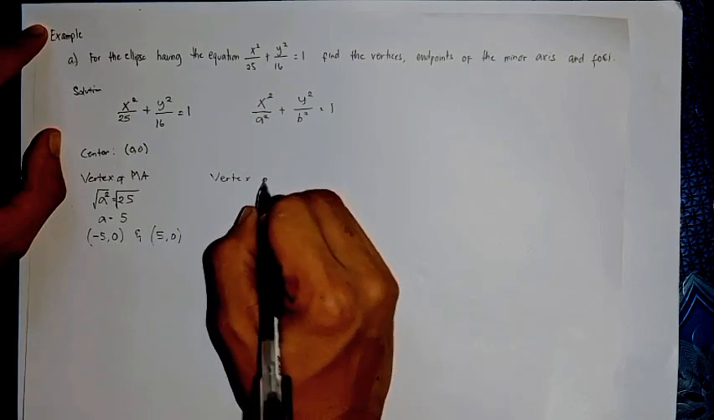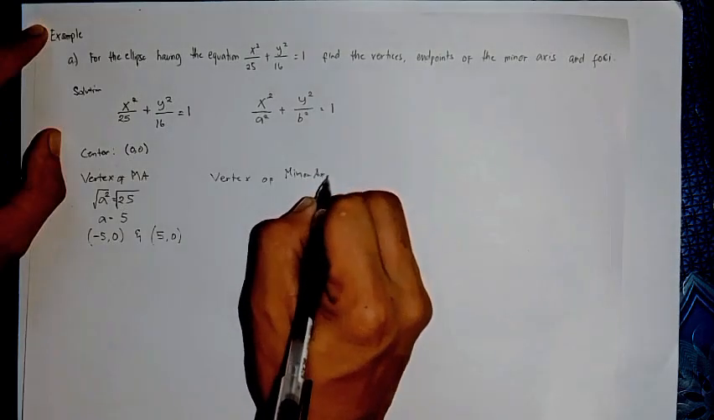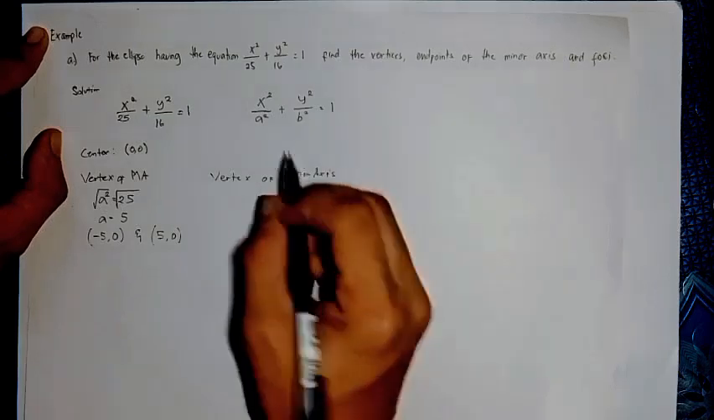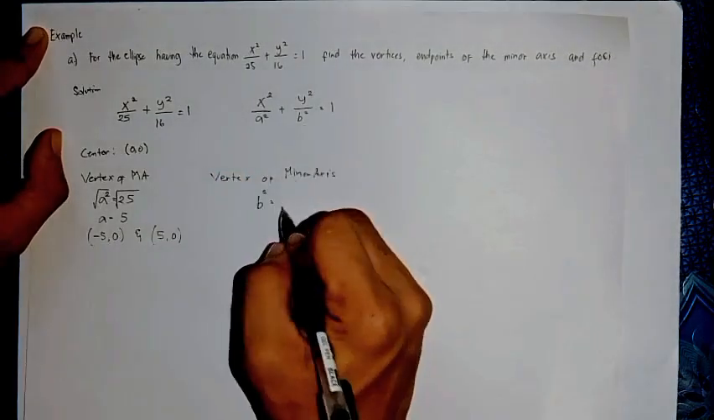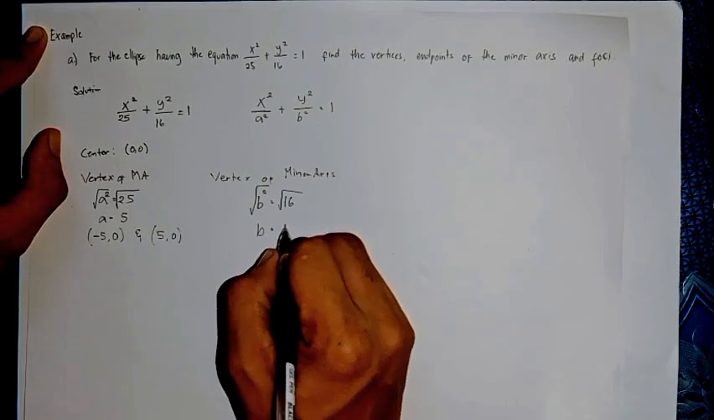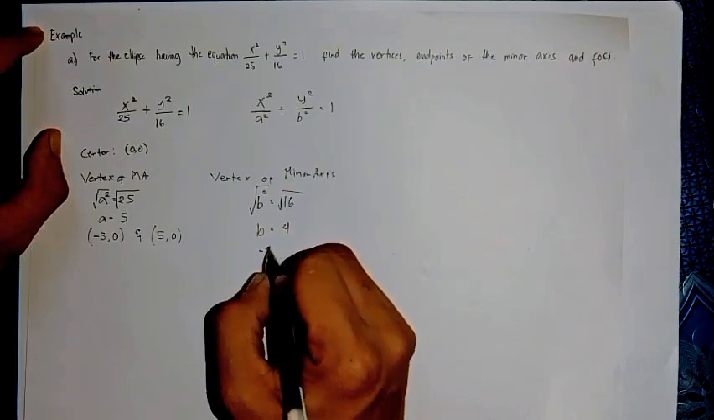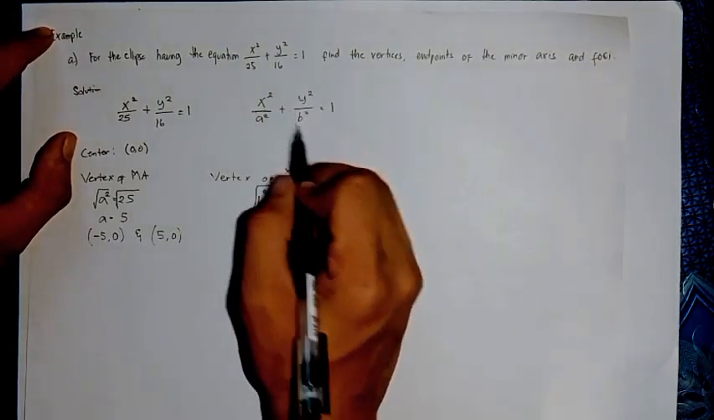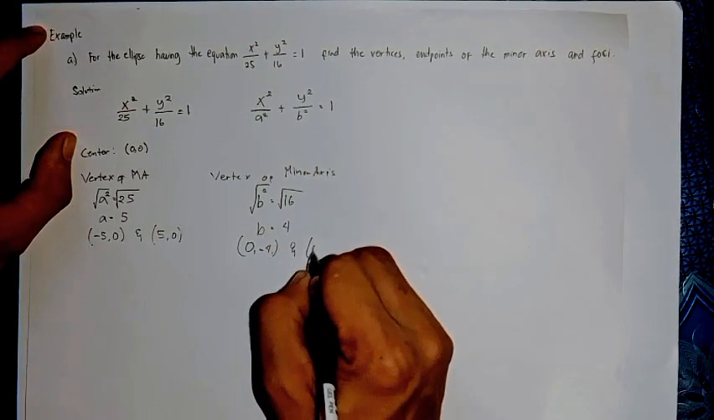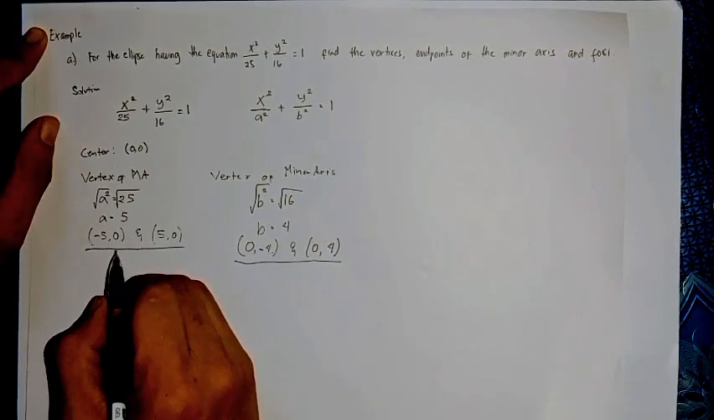Next, our vertices of the minor axis. Now, our minor axis is denoted as b, right? So b squared is 16. Therefore, take the square root to find b. b is equal to square root of 16. We have 4. Since the minor axis is at the y-axis, our vertices are (0, -4) and (0, 4). These are our vertices of the minor axis and vertices of the major axis.